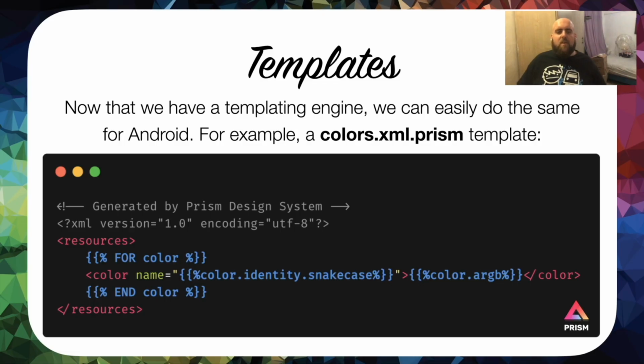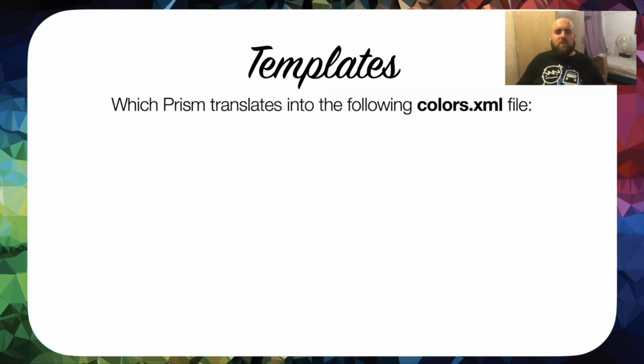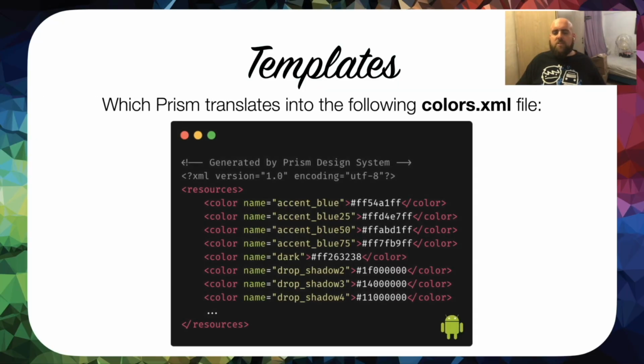colors.xml.prism template. For each of the colors, we print out color identity snake case, and here you have a specific Android naming convention. And instead of having RGBA color components, we use ARGB because that's the color convention on Android specifically. So as you can see, it's very, very flexible. When you run the template, the tool is going to generate this Android-specific implementation of the code based on the template I just showed you.